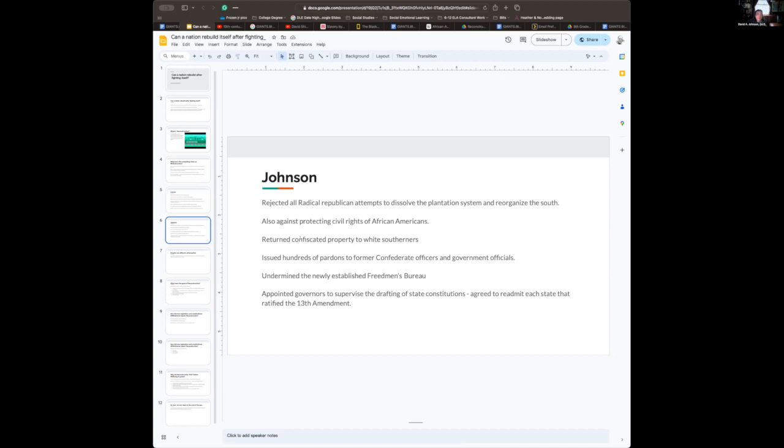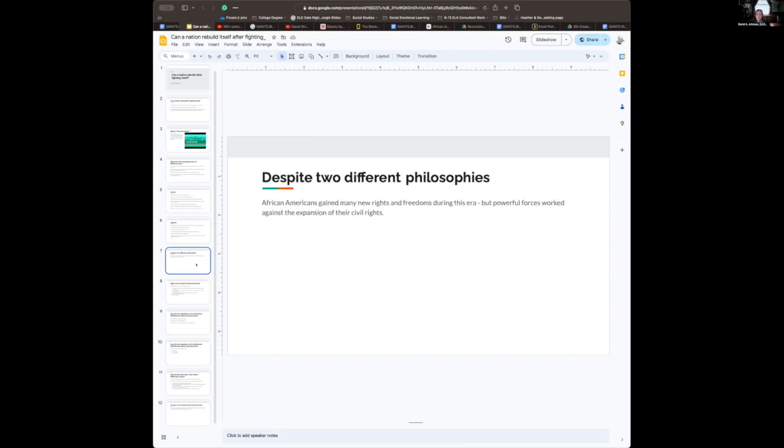He issued hundreds upon hundreds of pardons to former Confederate officials, government officials. He did everything he could to undermine some of the initiatives that were put into place to help onboard basically newly freed slaves into the Union. And he appointed some governors to supervise the drafting of states' constitutions, and basically he tried his best to undermine a lot of the process.